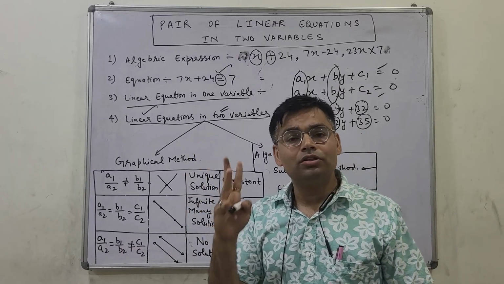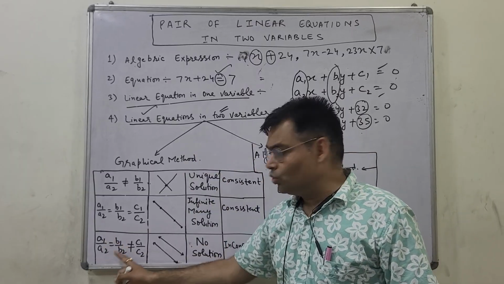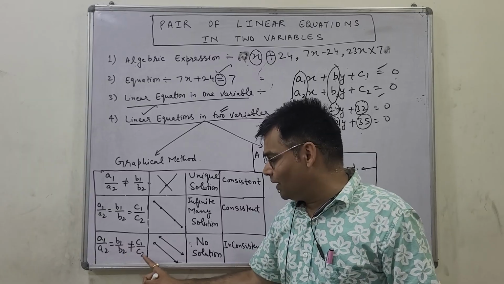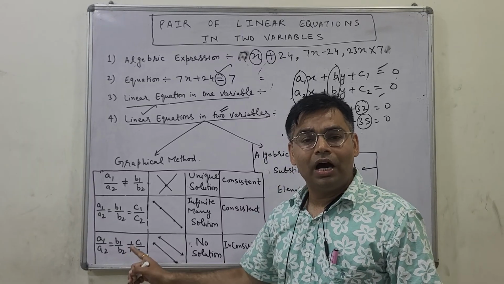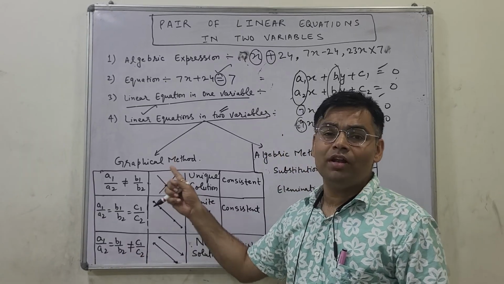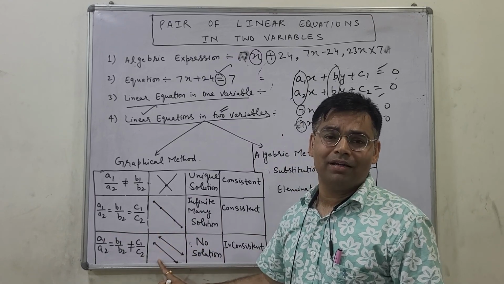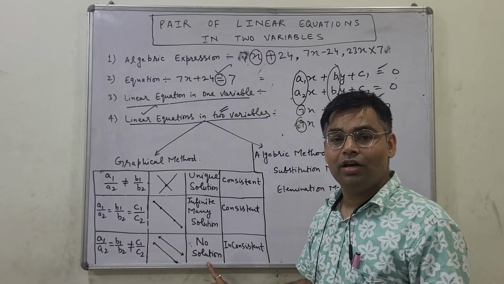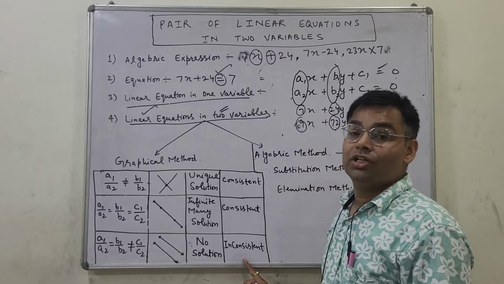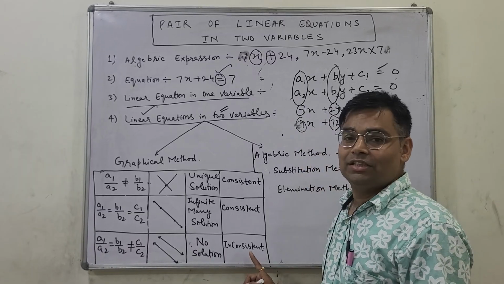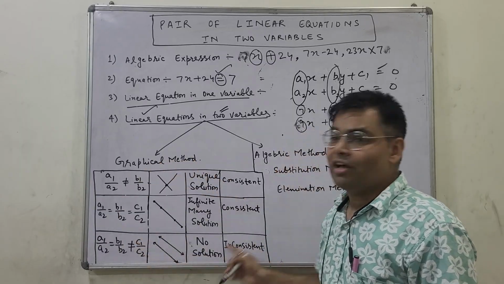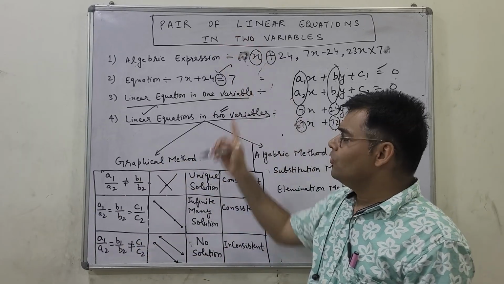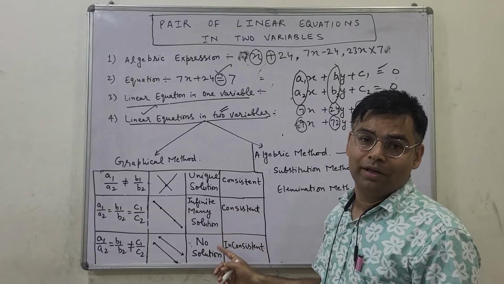Let's move to the third: A1 by A2 is equal to B1 by B2 but not equal to C1 by C2. Under this condition, the graph will look like a pair of parallel lines and we do not get any solution. That's why it's called no solution, and the situation will be inconsistent. This is the graphical method to understand the pair of linear equations in two variables.